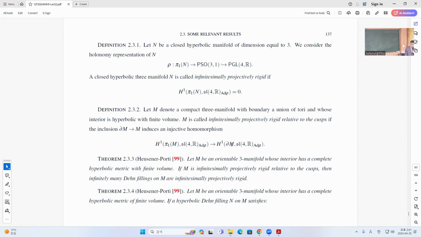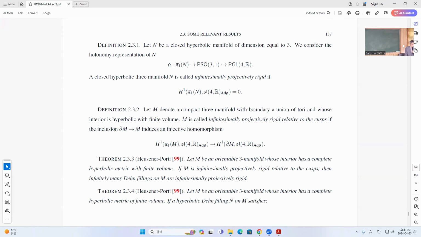Anyway, the boundary of M goes to M, but in the cohomology it goes in the reverse direction. So usually this is a bigger space. If this is an injective map, then you call this infinitesimally projectively rigid, which means that you cannot deform unless you deform this. Whatever deformation here has to be realized here. So if you put the boundary rigid, then it cannot deform. That's what this is saying.